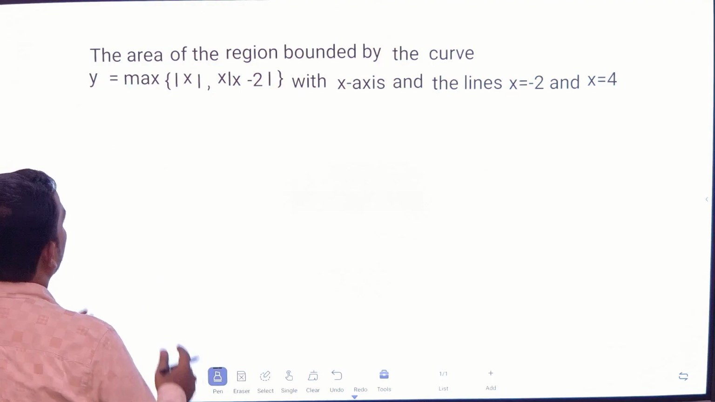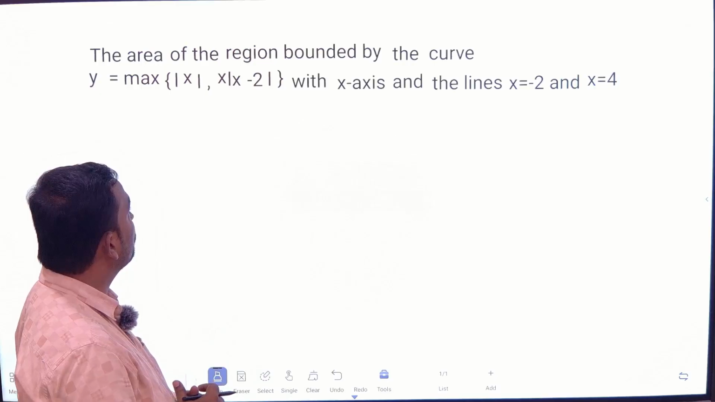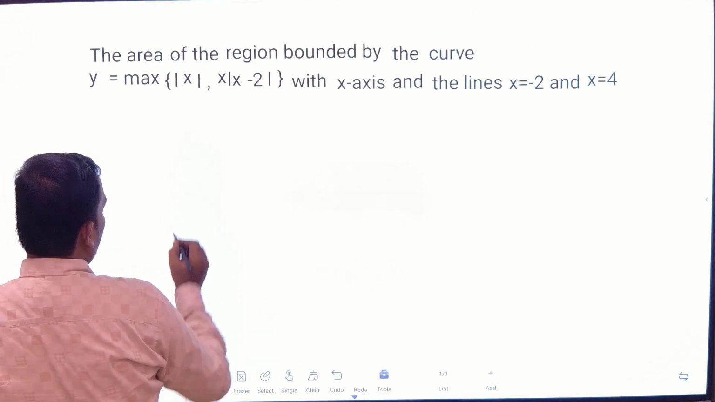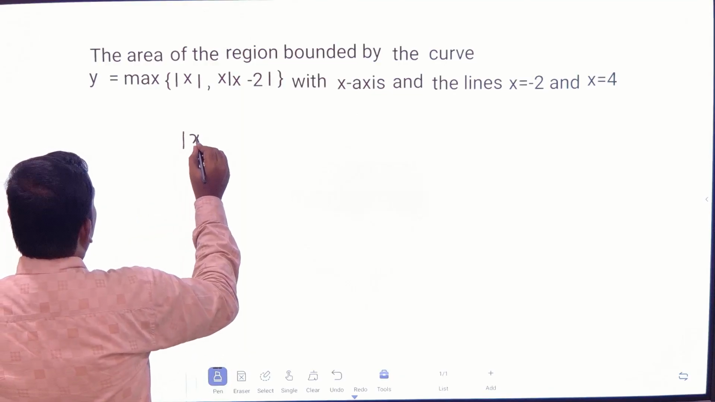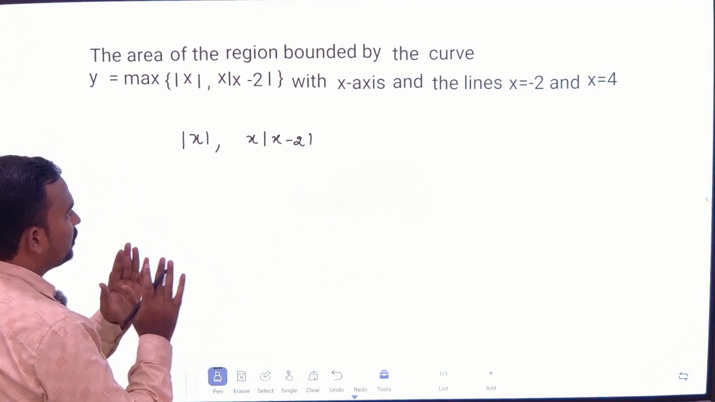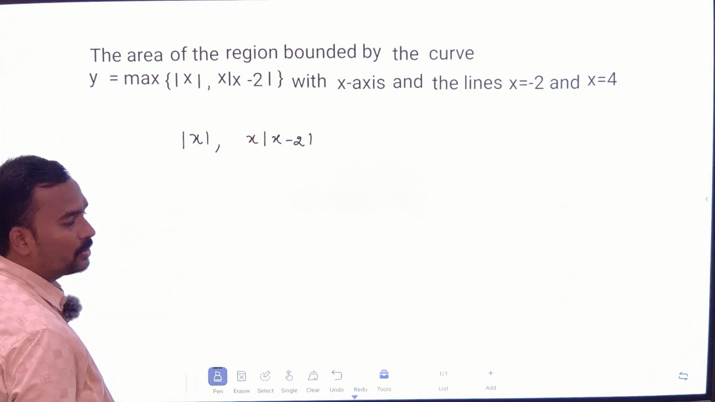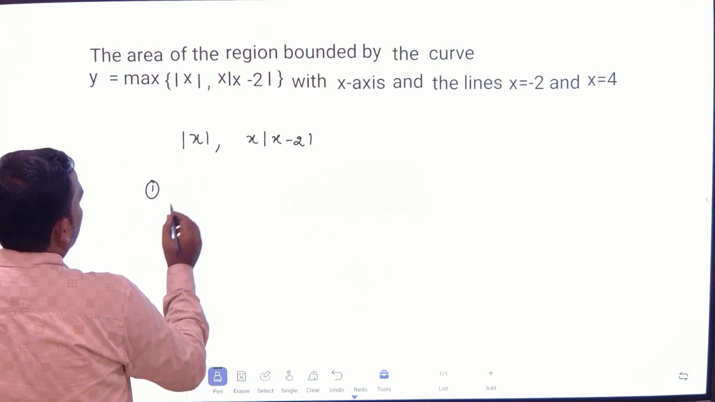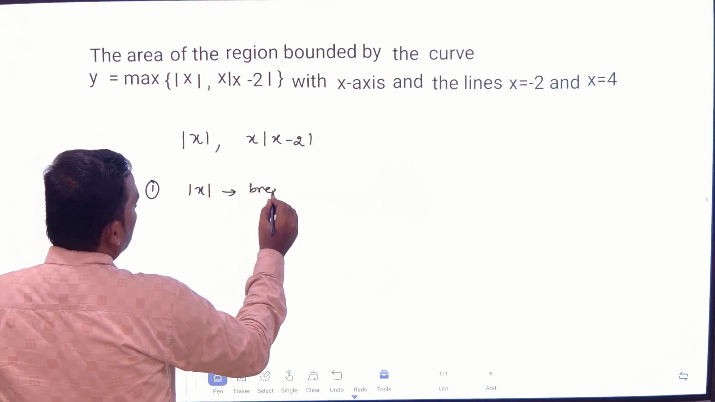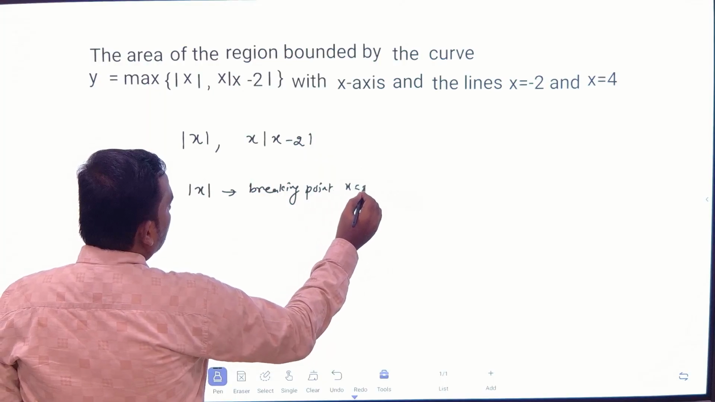Okay, then first let us understand the graph of y is equal to the maximum of these two functions, right? What are the two functions here? Mod x and x into mod x minus 2. So the first observation: you can see mod x, the breaking point here is x is equal to 0.